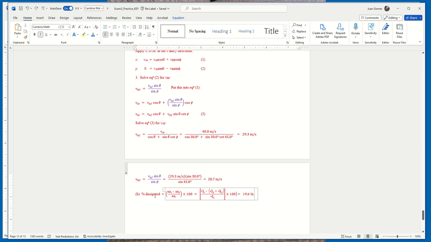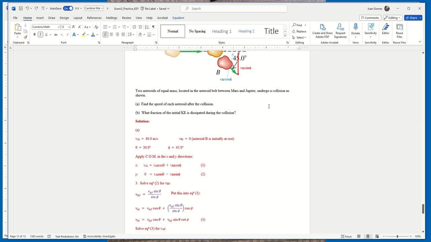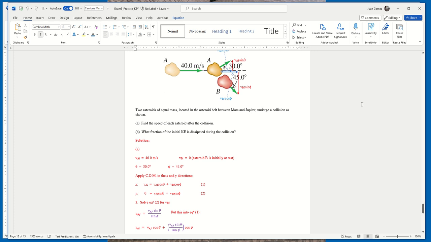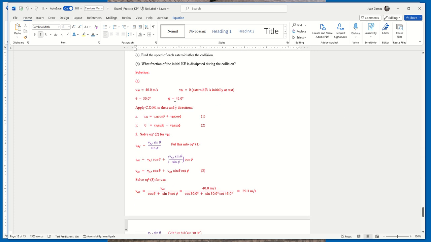That's the percent dissipated. But again, this is a two-dimensional collision. This is the conservation of momentum in the x direction, and this is conservation of momentum in the y direction. Let me go ahead and save this video and get it posted.